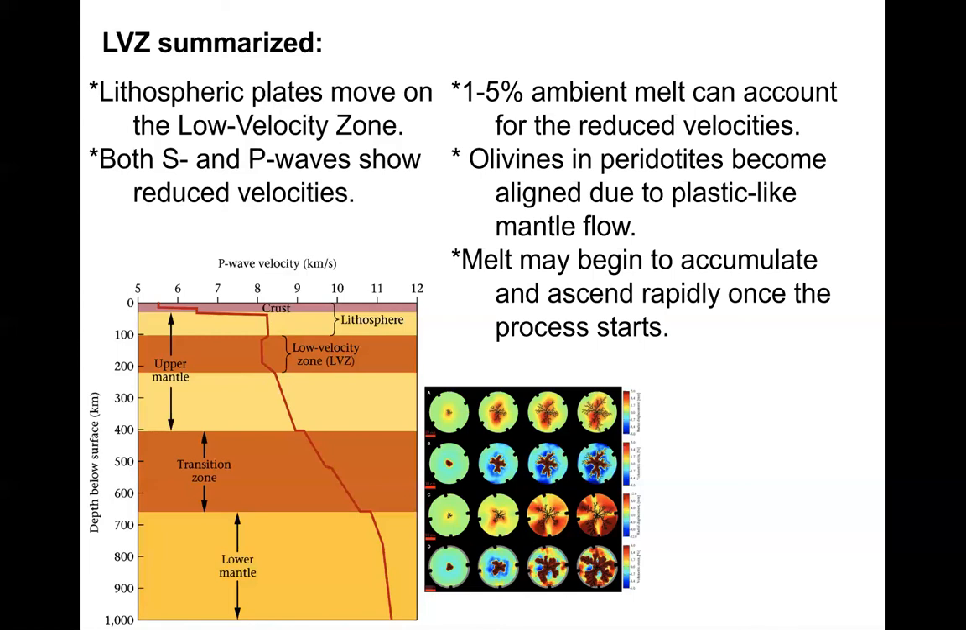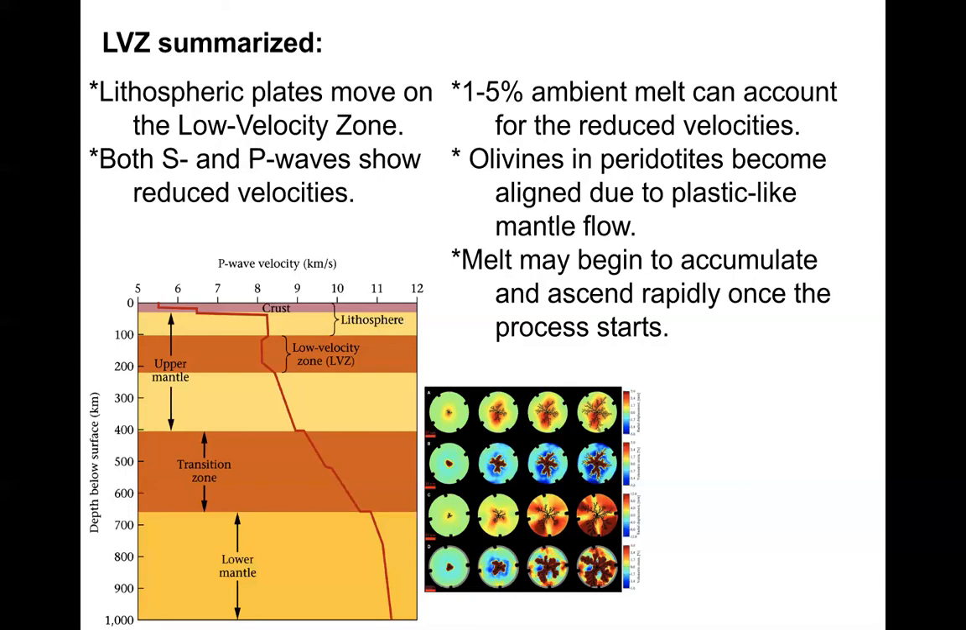We think that 1 to 5% ambient melt can account for the reduced velocities, but we think that usually we're down at the lower end of this range, because as we get more melt forming, that creates a situation where that melt can then begin to accumulate and move upward, and then the surrounding mantle that's left behind, the restite, can compact as that melt moves out.